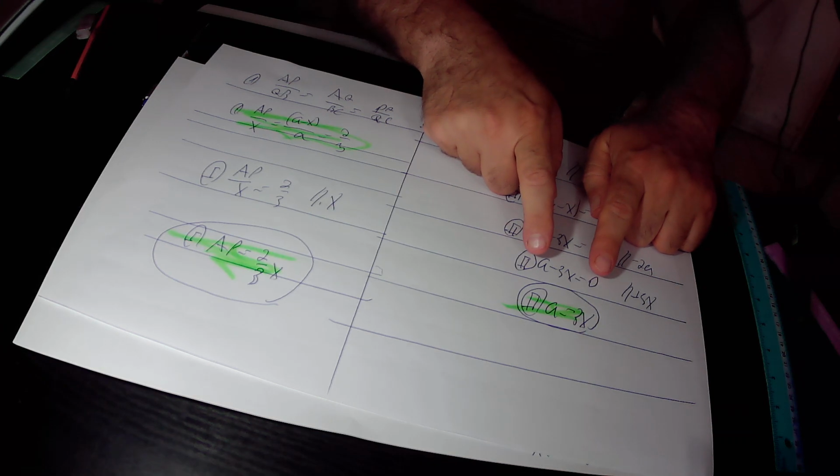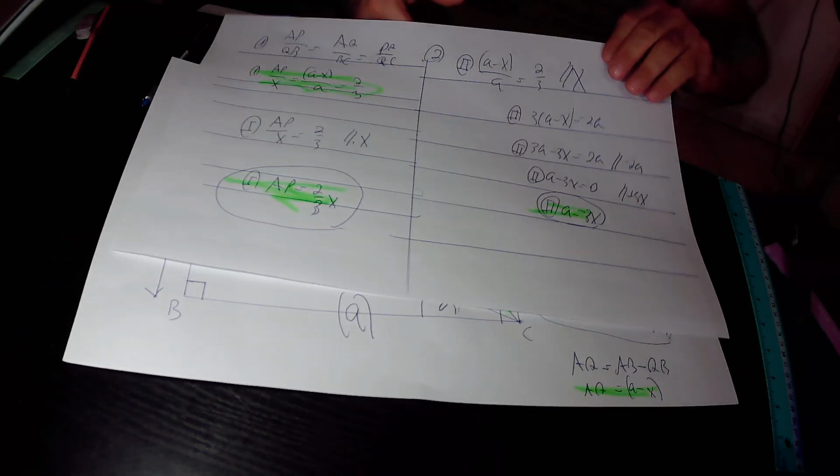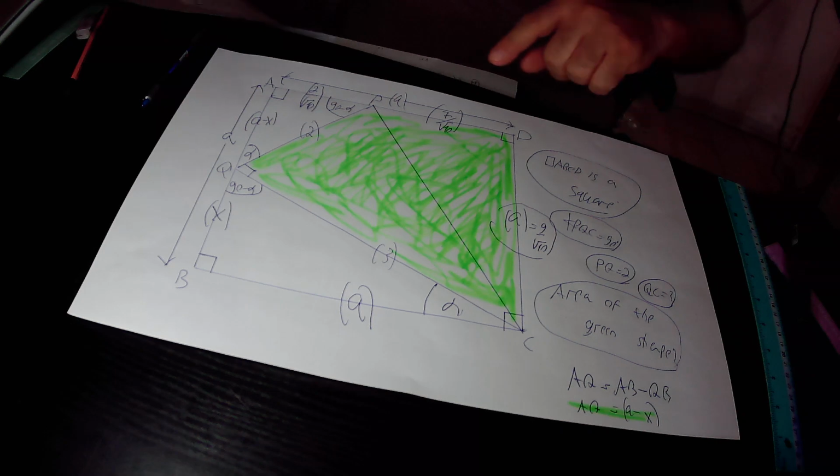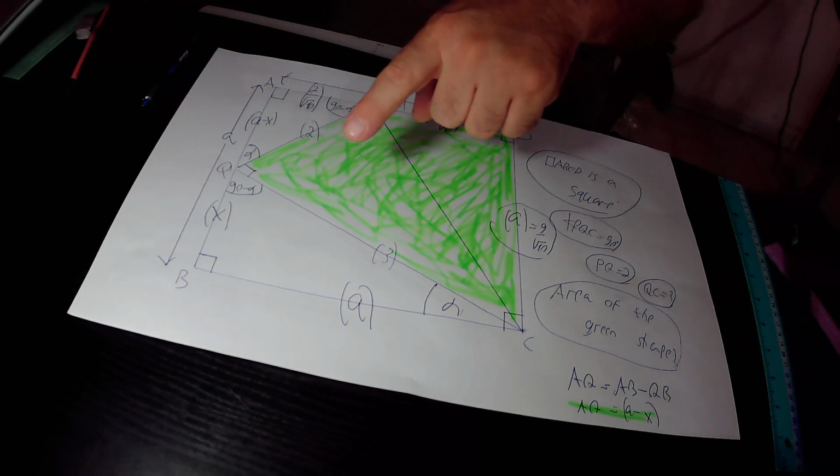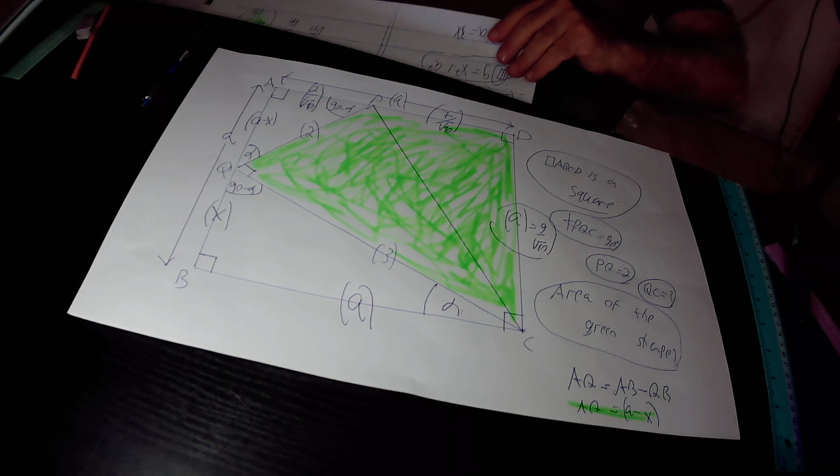According to equation 2, A equals 3X. In the next step, I copy the right triangle QBC onto a new page and apply the Pythagorean theorem to this right triangle QBC.